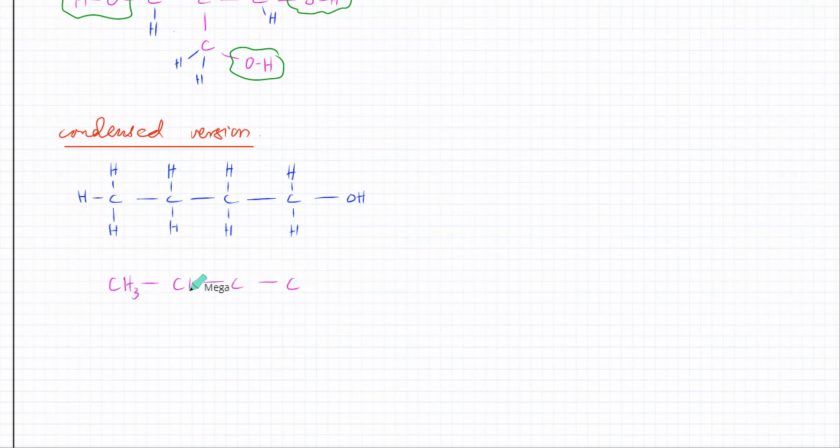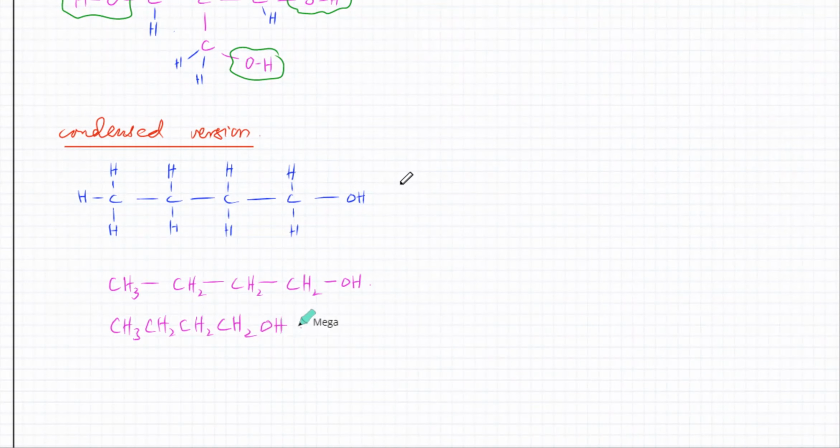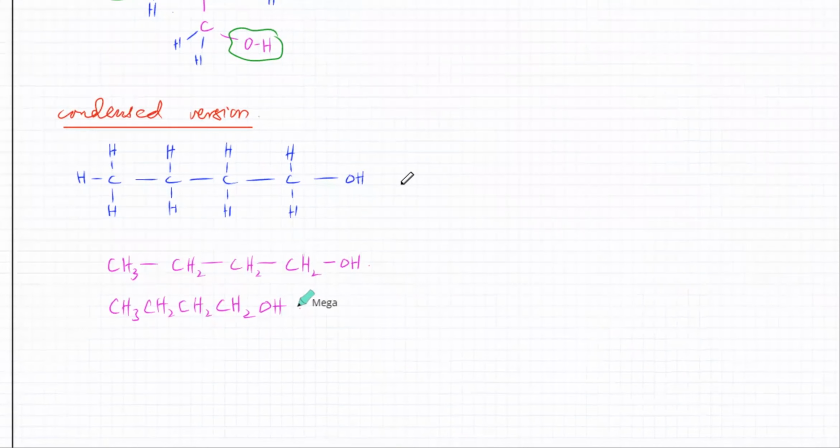The second one is attached to 2 hydrogens. This one is attached to 2 hydrogens as well. And this last one is attached to 2 hydrogens, and it's got an OH group attached as well. So that's your condensed version. We can even remove the bonds in between, so it's basically CH3, CH2, then another CH2, then another CH2, and then your OH. So that's your condensed version, or the formula.